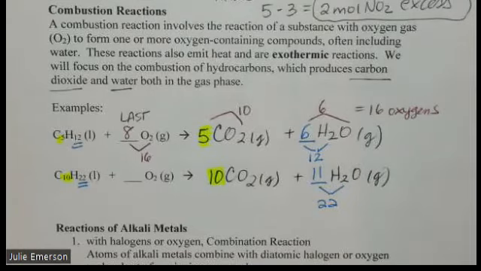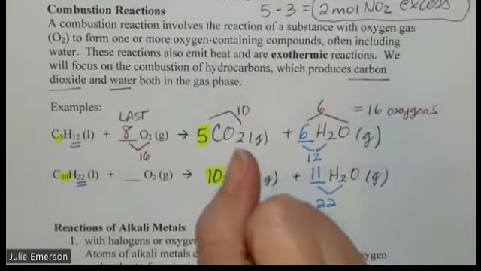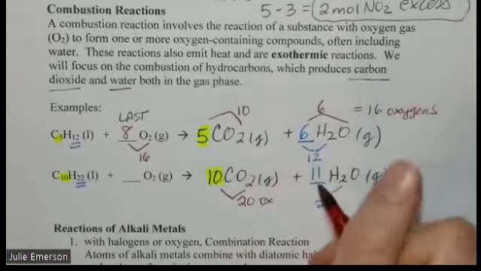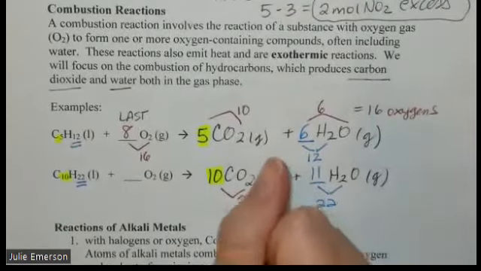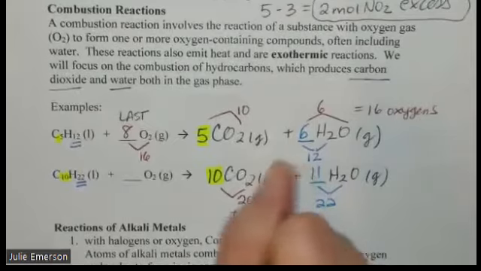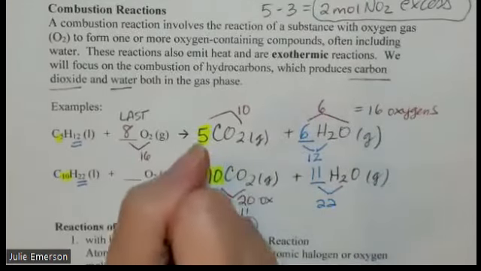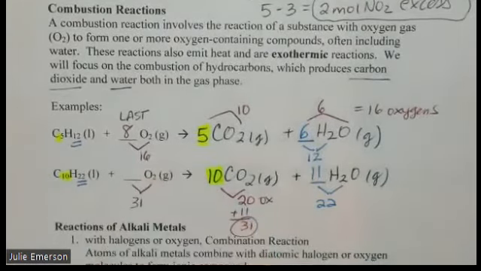And that's okay. I'll show you how we can fix it. So if I look at my oxygen, 10 times 2, I've got 20 oxygens. And then another 11 in the water. So I have a total of 31 oxygens on the product side. And if I'm going over to my reactant side and balancing that, 2 times what gets me to 31.